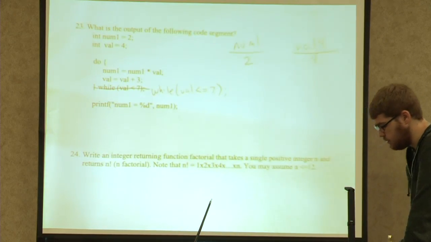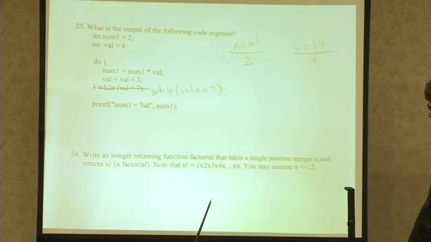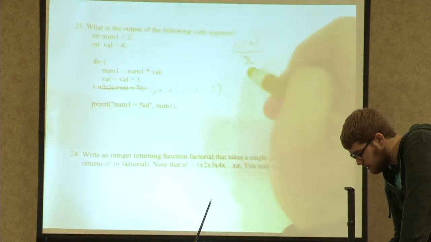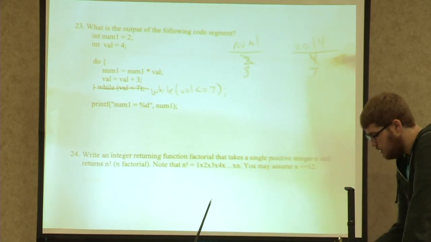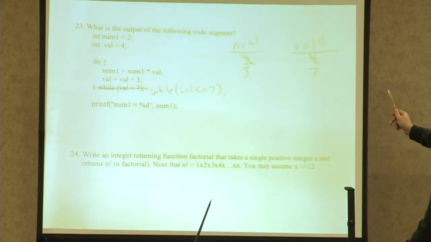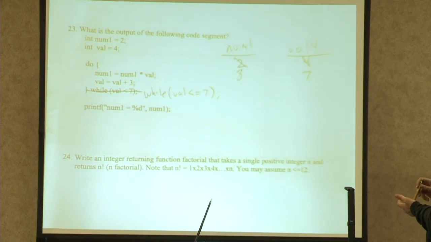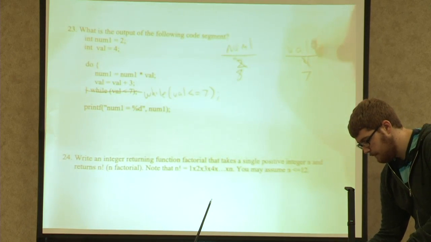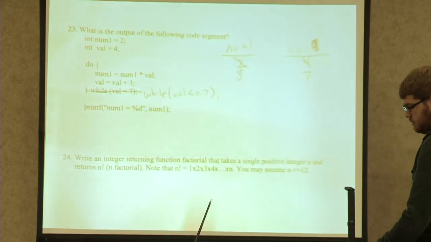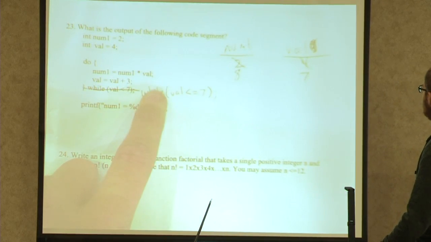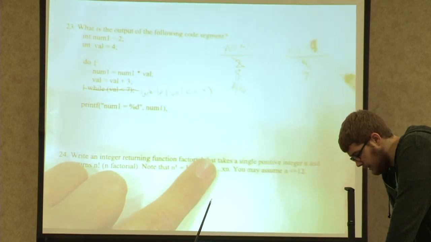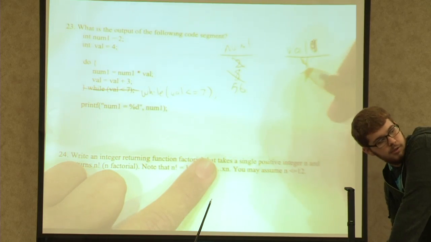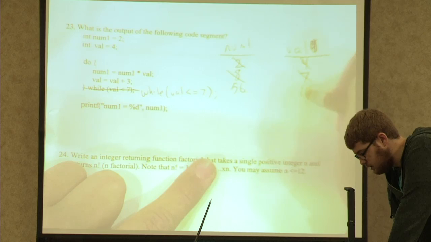So we got 4. So the do while has the first part, num1 equals num1 times value. So that one is going to be 8. Value equals value plus 3, so 4 plus 3, that's going to be 7. Then it's going to check, just use this new one I did, I forgot to add an equal sign. While value is less than or equal to 7, which it is, you're going to continue the loop again. So we got num1 equals num1 times value. 8 times 7 equals 56, right? And that assigns to num1, and then value equals value plus 3, which would be 10.